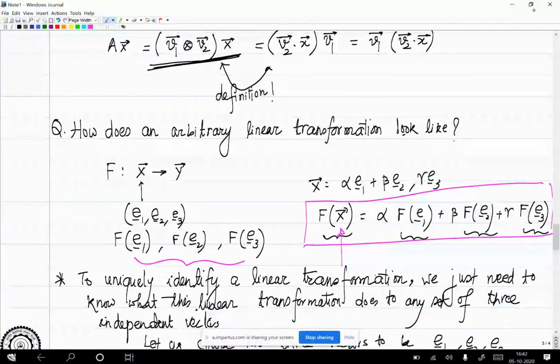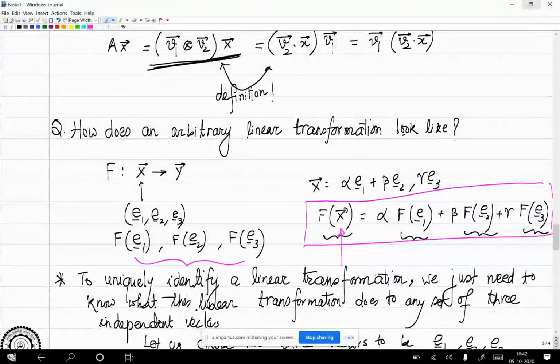Sir, if we change the basis of any coordinate system, then is it a linear transformation or not? Say again. If I change the basis of the coordinate system, then is it a linear transformation, sir? Then it's a linear transformation.